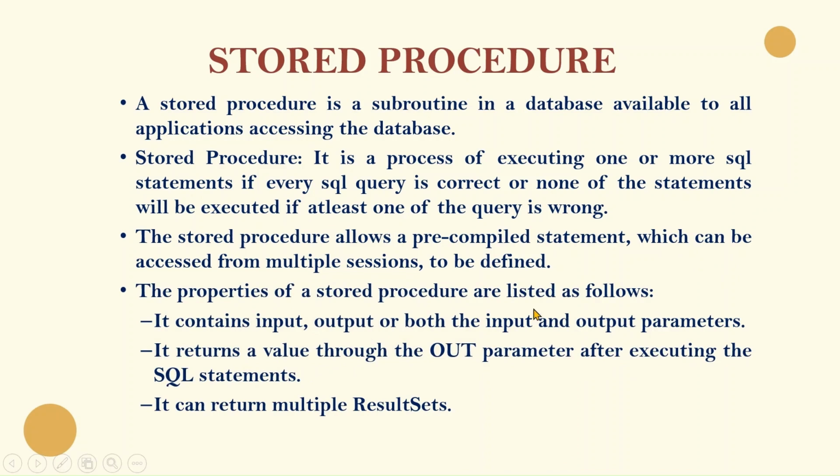Now the properties of a stored procedure are listed as follows. It can contain an input parameter, an output parameter, or both input and output parameters. It returns a value through an out parameter after executing the SQL statements, because there is no return keyword for a stored procedure to return the output. So we have an alternative: OUT is a predefined constant. You need to define the out parameter, that means one variable, or two variables if there is more than one output. You can make the parameters out parameters so that we can get the output through them. Now it can return multiple result sets, so more than one output can be returned by using the out parameters.